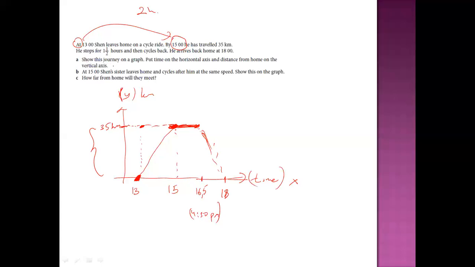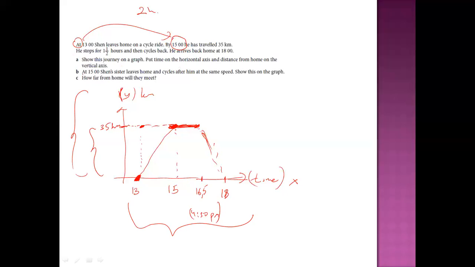Show this journey on a graph. Put time on the horizontal axis and distance from home on the vertical axis. Already we have done it. The x-axis is our time, and the y-axis is our distance.